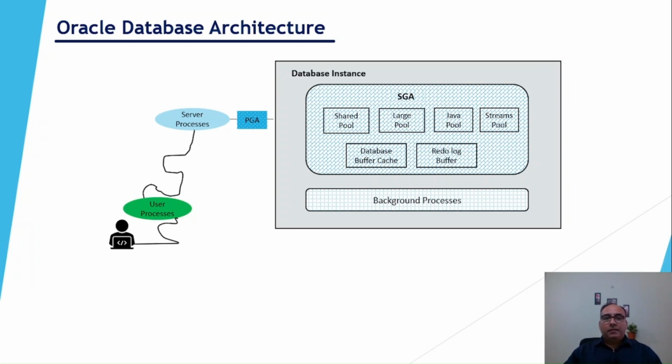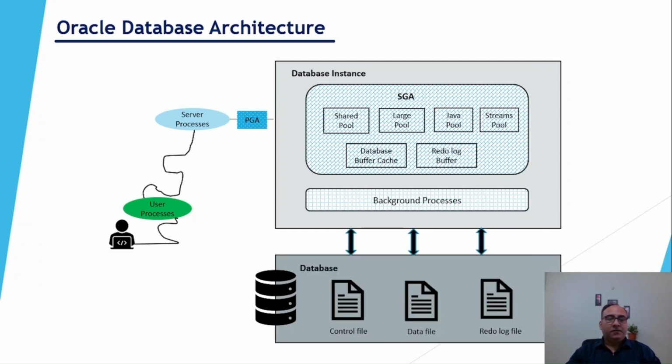Then we have the PGA, which stands for Program Global Area. It's a non-shared memory initiated by the Oracle database server. For each and every server process, there will be one PGA. The PGA contains data information and control information related to the server process. Now this database instance interacts with the Oracle database files.